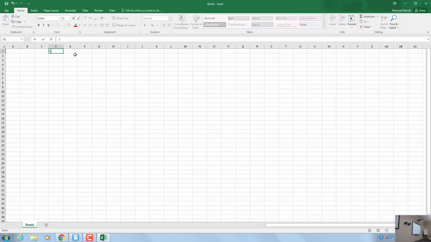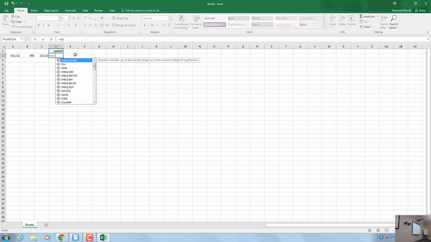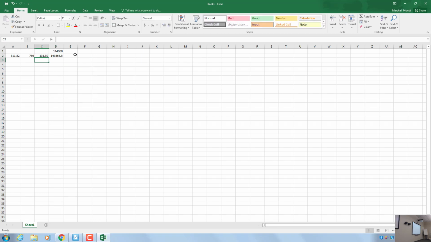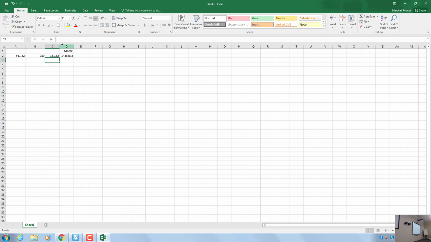So here's our $144,000 loan. We're going to pay 911.52. This is D1 times 0.065 divided by 12. That's our interest. This is always A2 minus B2. That's our payment. This is always D1 minus C2. There's how much we owe, right? Make them all a little bit wider. So you essentially could do that.